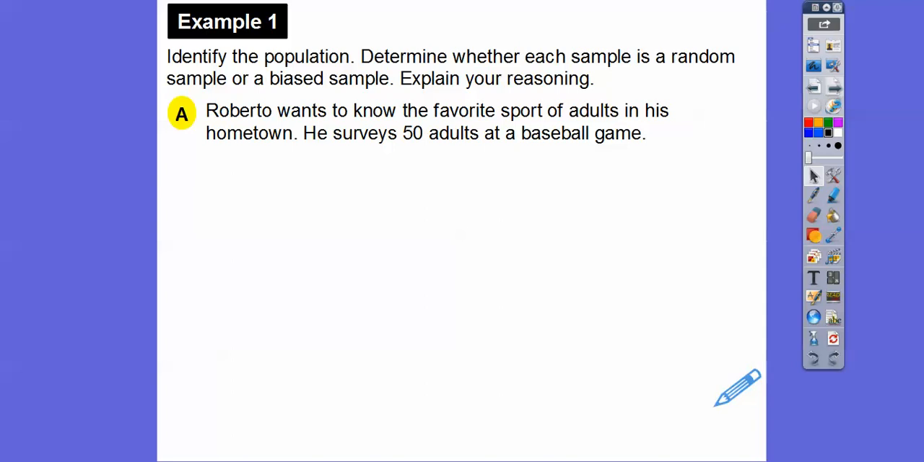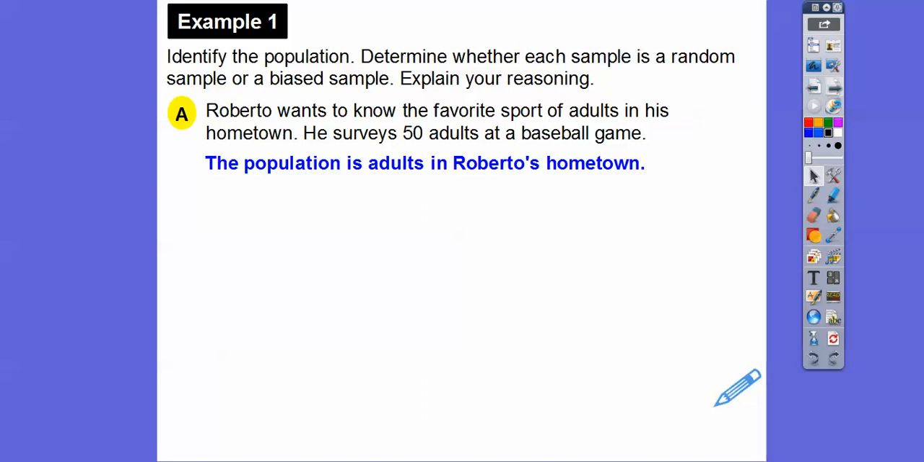Okay, so here's the first one. Roberto wants to know the favorite sports of adults in his hometown. That's the population right there. What's he surveying? His question is adults in his hometown. So he surveys 50 adults at a baseball game. Okay, so is that a nice random sample, or is that biased?